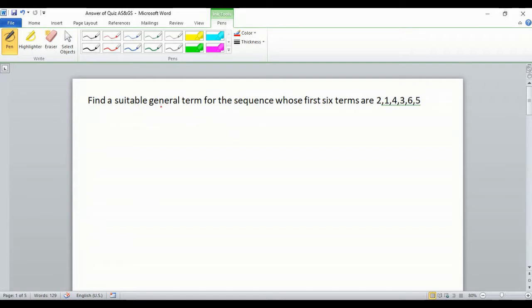Find a suitable general term for a sequence whose first six terms are: okay, we have the sequence 2, 1, 4, 3, 6, and 5. From here we can see the terms 2, 1, 4, 3, 6, 5. The first term to the second term is minus 1, and 1 to 4 is plus 3, and then it's the same, right?